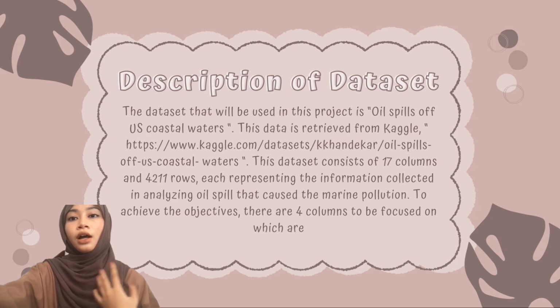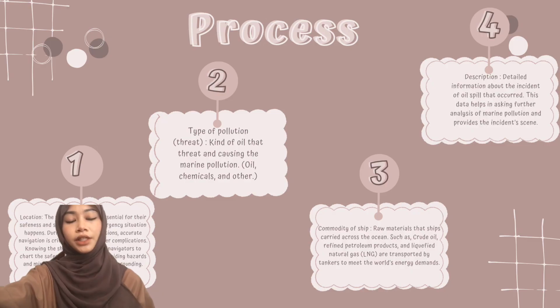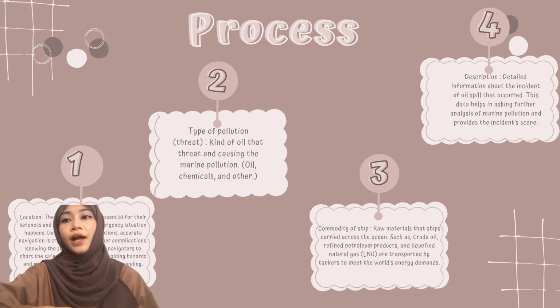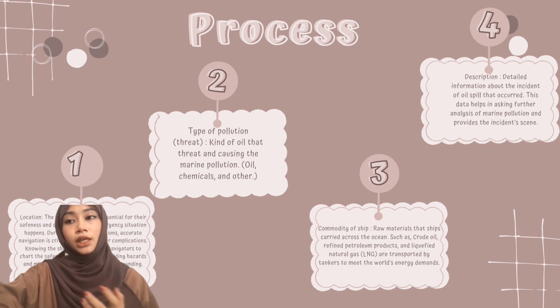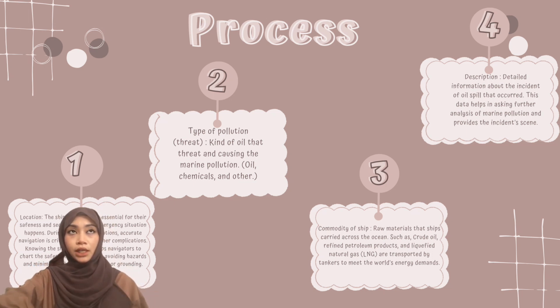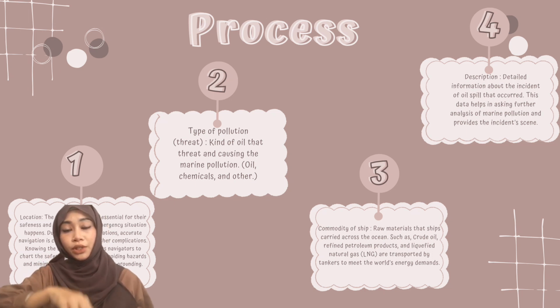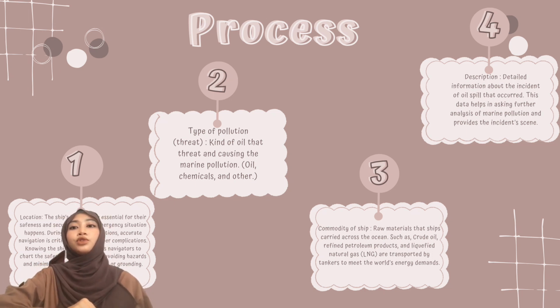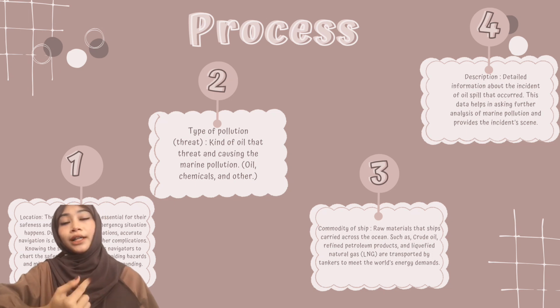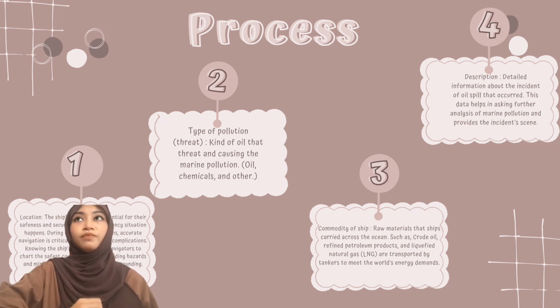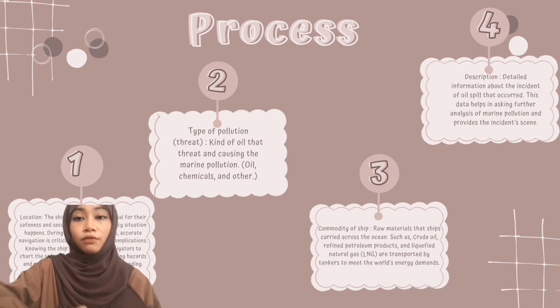There are 4 columns that will be focused on, of which number 1 is the location. This is because the location of the ships is essential to be filled in the data, because we need to provide safety and security when an emergency situation happens. During this emergency, the navigation of the ships, which is the location, is very essential to notify or get help from the organization or any agencies.